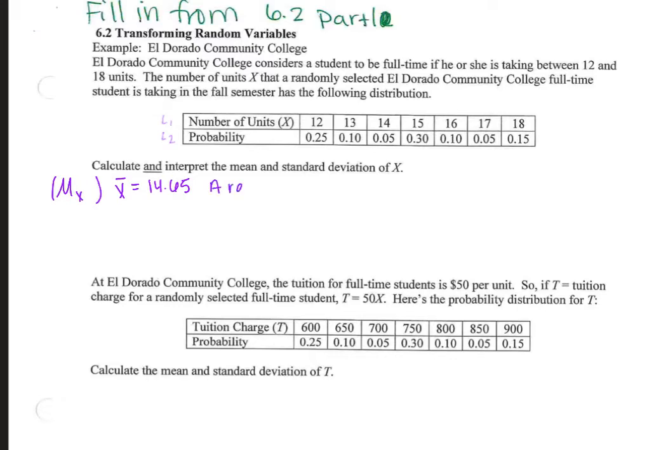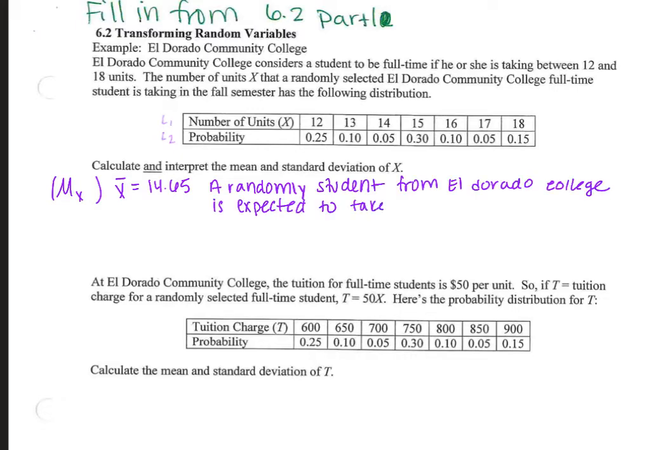A randomly selected college student from El Dorado is expected to take about 14.65 units. And we can also get the standard deviation from our one variable stats. 2.056 is the standard deviation.